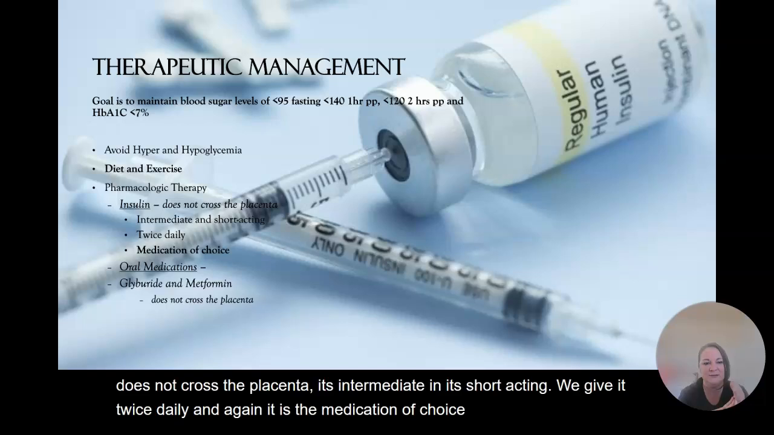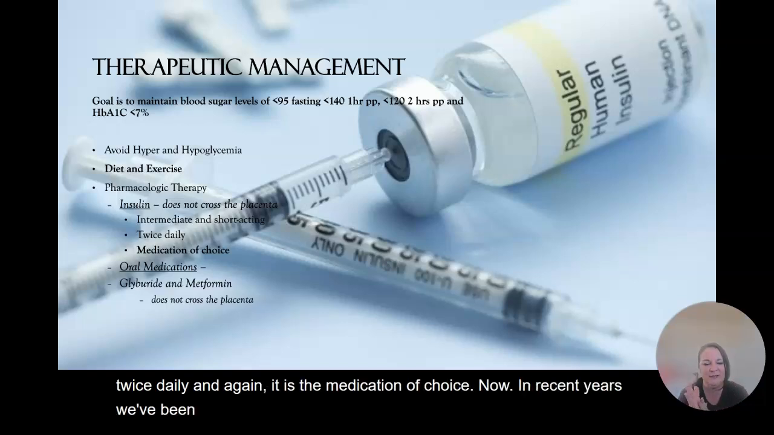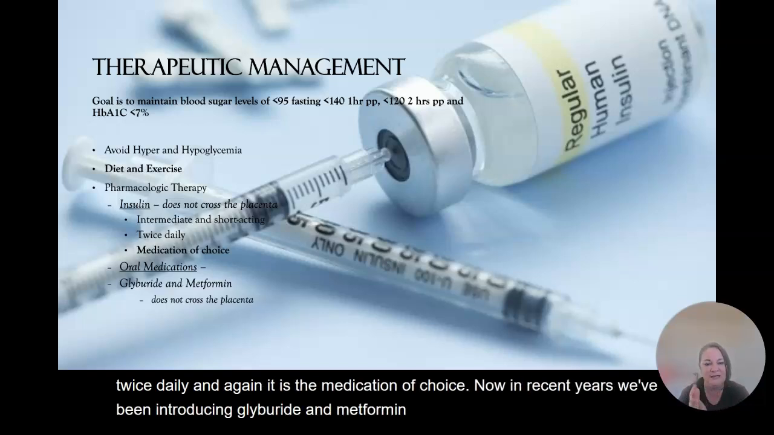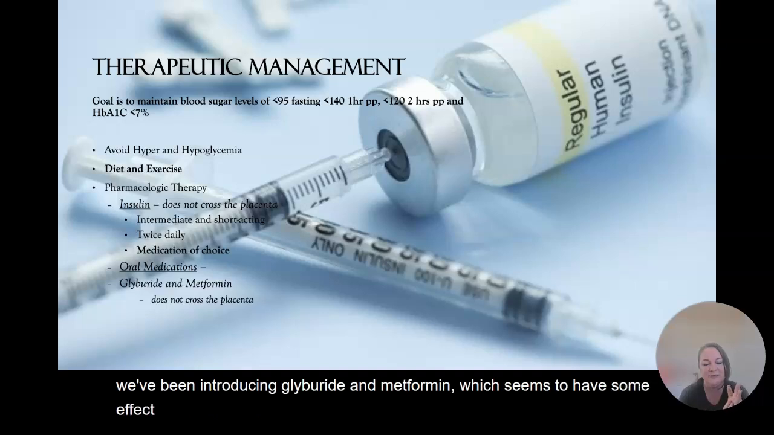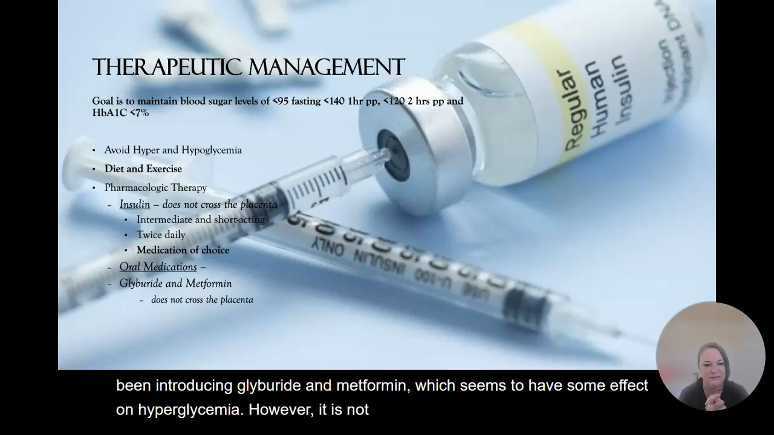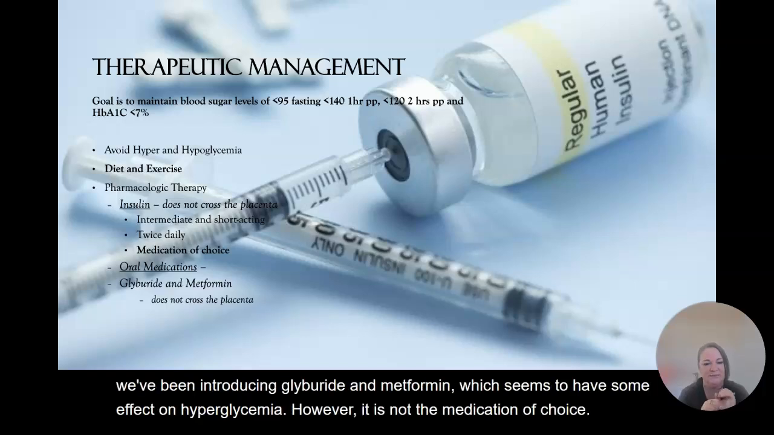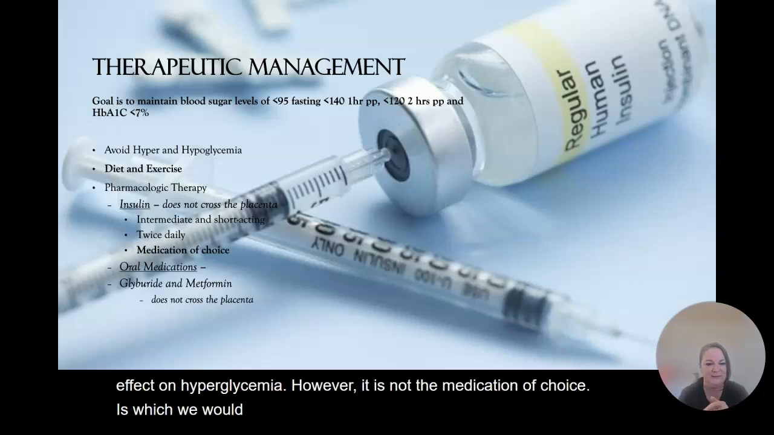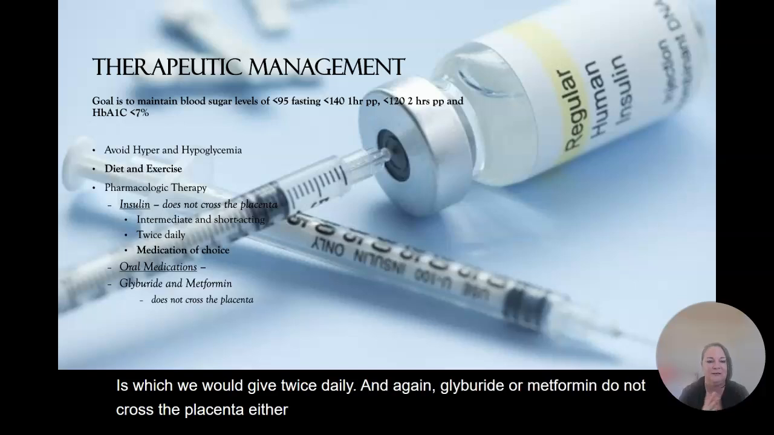Now, in recent years, we've been introducing glyburide and metformin, which seems to have some effect on hyperglycemia. However, it is not the medication of choice. Insulin is, which we would give twice daily. And again, glyburide and metformin do not cross the placenta either. However, insulin works better.